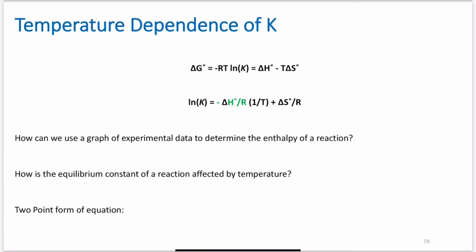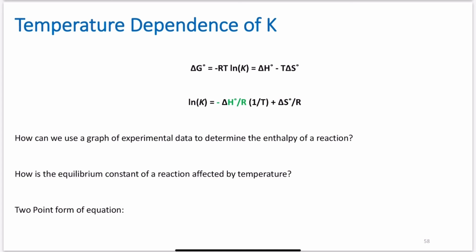Now, K is temperature dependent. We talked about that a little bit when we learned about K in the equilibrium chapters, but K is temperature dependent. So we've got delta G equal to negative RT ln of K. We also know delta G is equal to delta H minus T delta S. We can derive an equation. The natural log of K is equal to negative delta H naught, delta H at standard conditions, divided by R times 1 over T plus delta S over R.